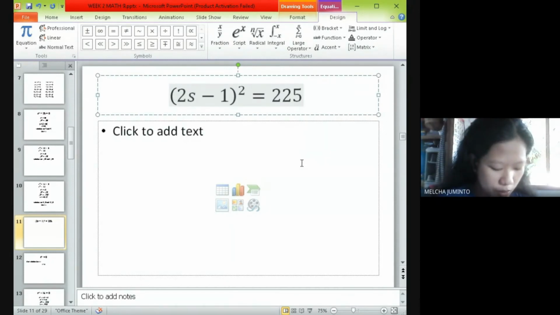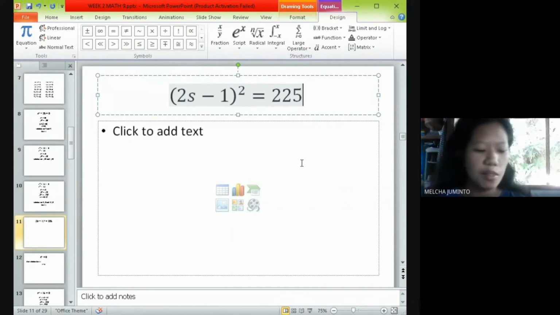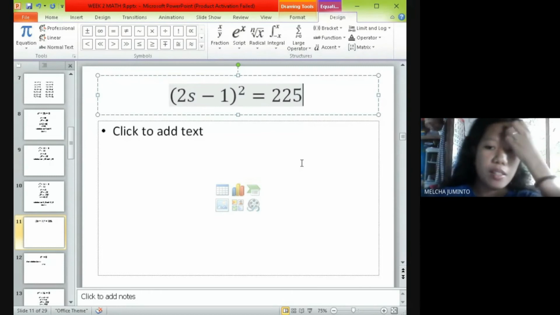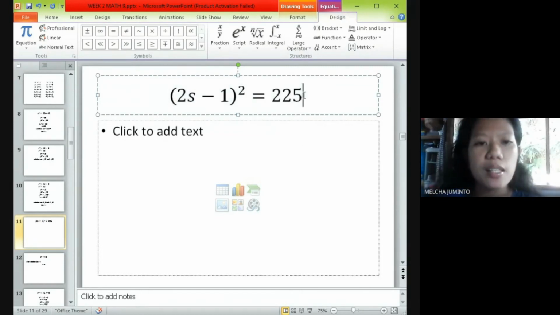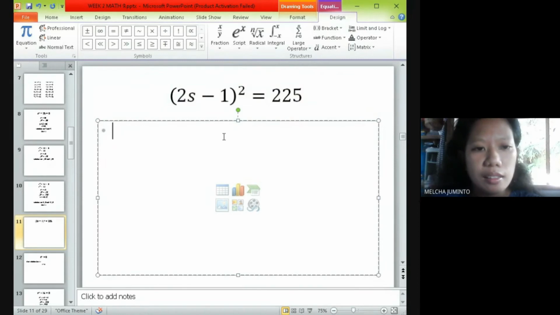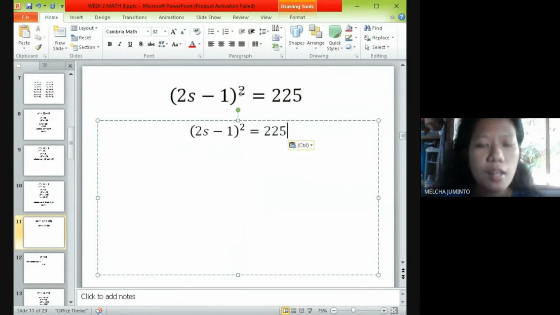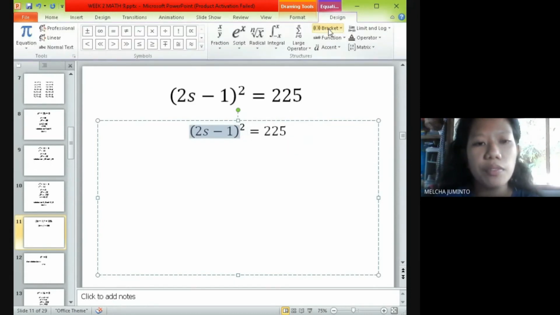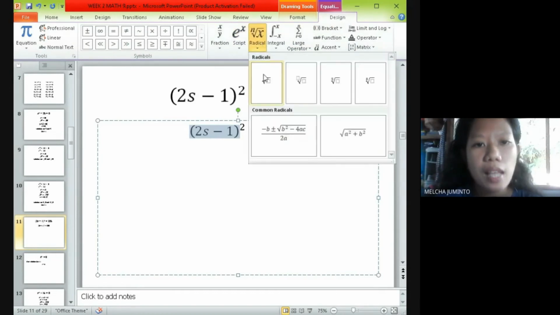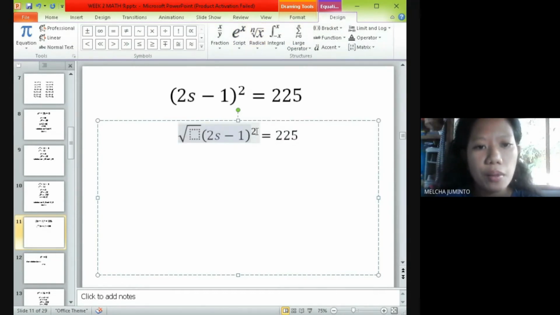Can you follow sa book ang tinype ko? Tinype ko na problem is the quantity 2s minus 1 squared equals 225. So let us solve this. So naka-squared yung left side. Let us first remove yung squared ng left side. And to do that, to remove the squared of the left side, we need to express both sides to square root. Okay? Again, to remove the squared of the left side, both sides should be expressed to square root.